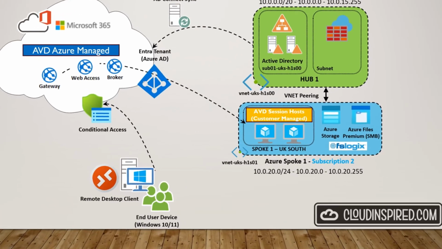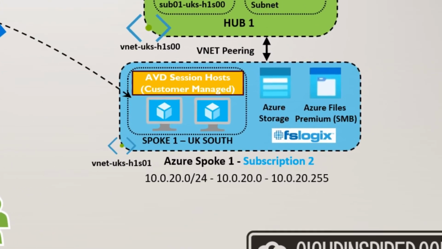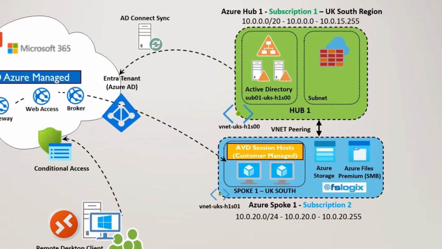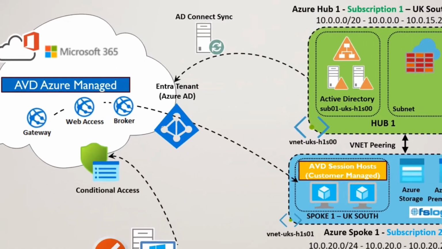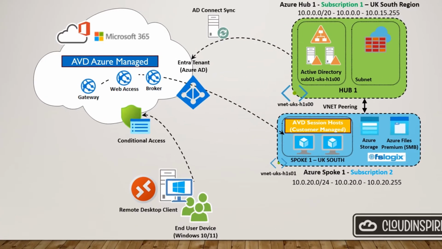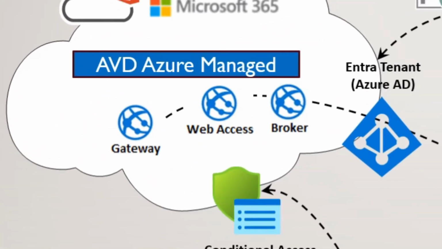The diagram shows a hub and spoke networking setup in Azure, and we have Active Directory domain controllers in our hub network, synced to Entra ID using Connect Sync for our cloud identity. Then we have AVD in the cloud, where the gateway, web access, and broker are fully managed by Microsoft.